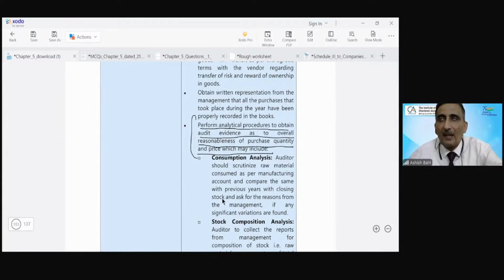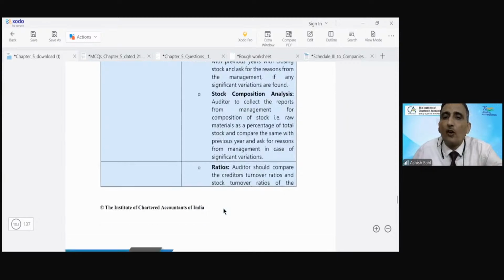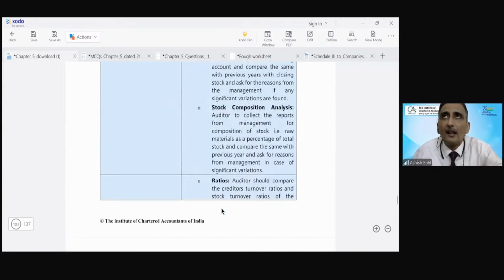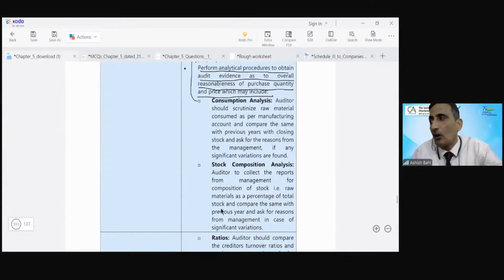You can perform inventory turnover ratio and trade payables turnover ratio. All these are correct points. So say if this question is of 4 marks, any student who has given 4 right procedures would be getting full marks. Yes, Tambeshwari, is it clear?